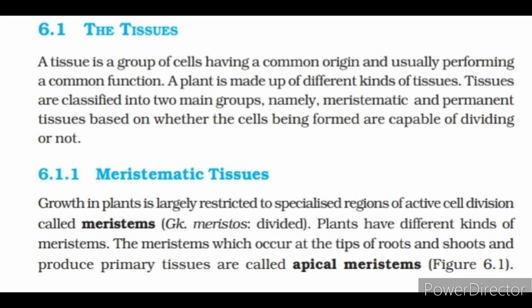Meristematic tissues. Growth in plants is largely restricted to specialized regions of active cell division called meristems, from the Greek meristos, divided. Plants have different kinds of meristems. The meristems which occur at the tips of roots and shoots and produce primary tissues are called apical meristems.